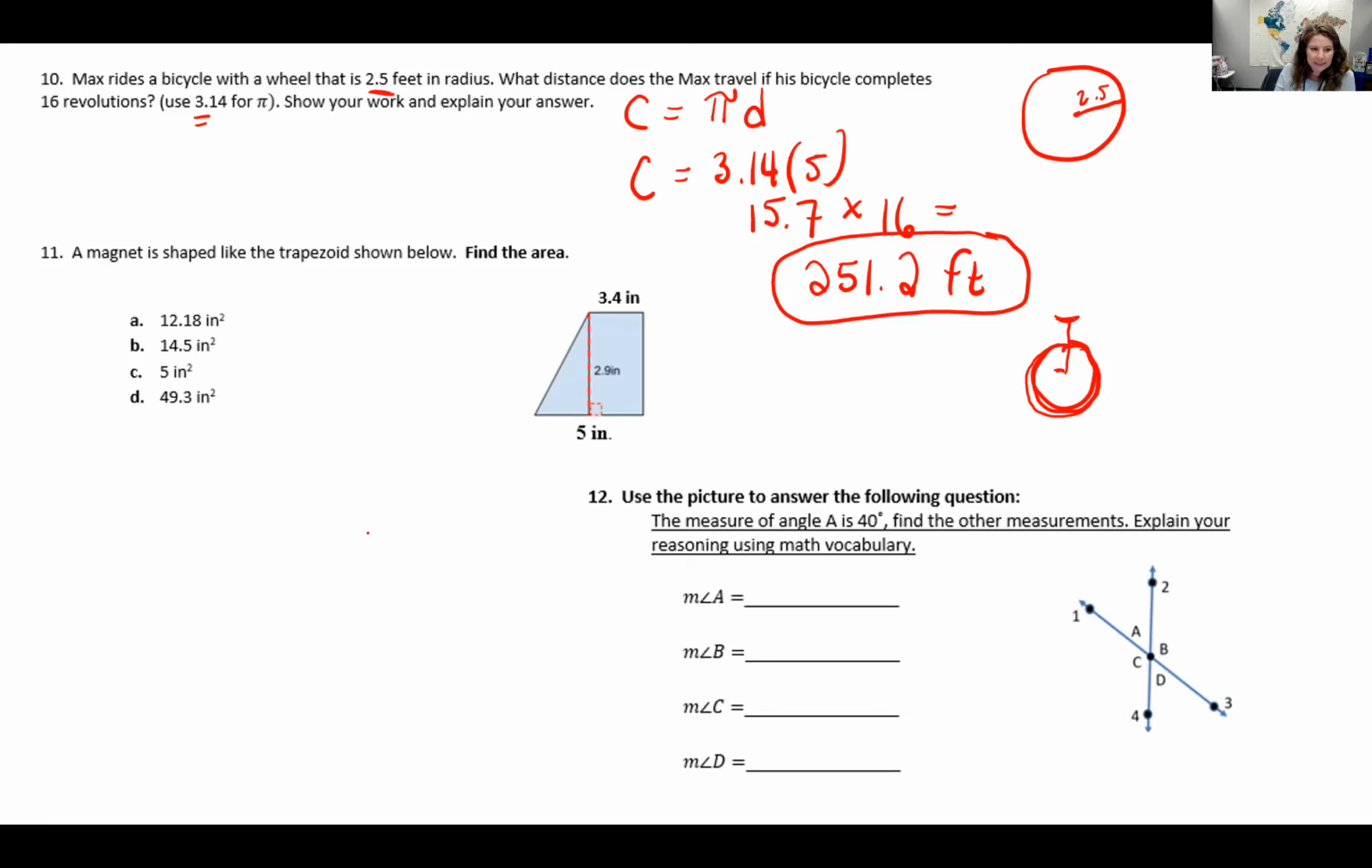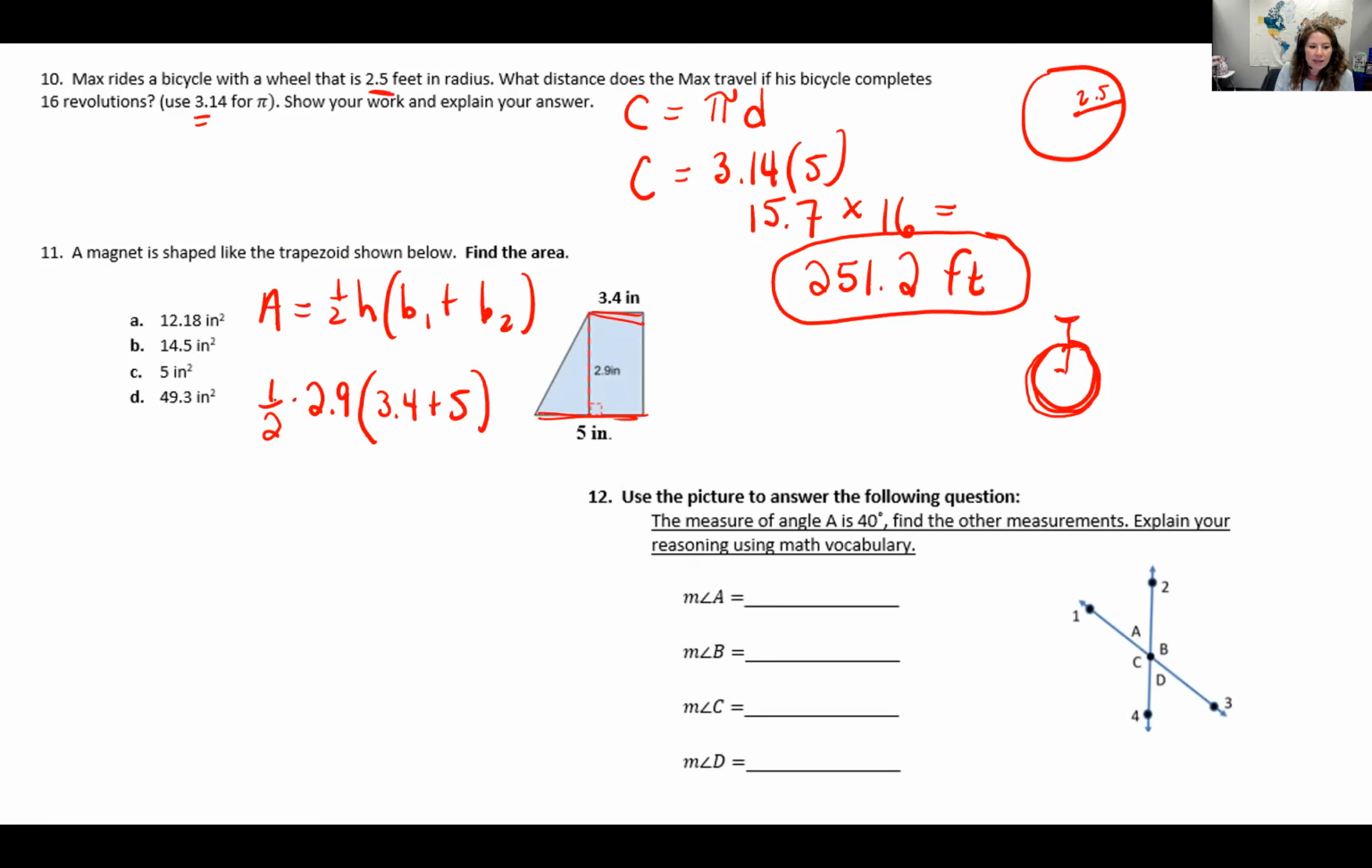Hope that makes sense. All right, number 11, that is a trapezoid. Trapezoids have two parallel lines, which are the bases. So the area formula for a trapezoid is half the height times the sum of the two bases. So I'm just going to plug that straight into my calculator. 1/2 times 2.9 times my two bases, 3.4 plus 5.